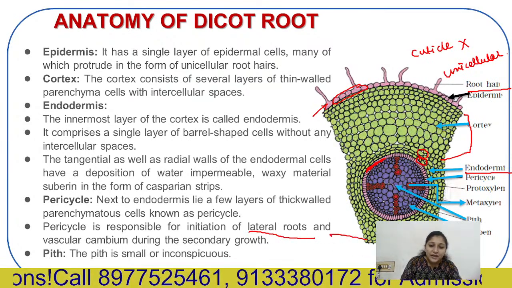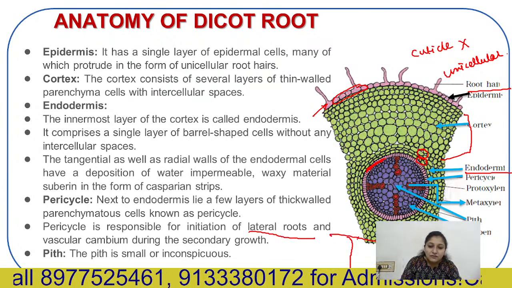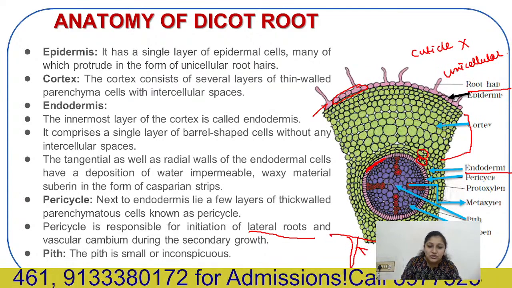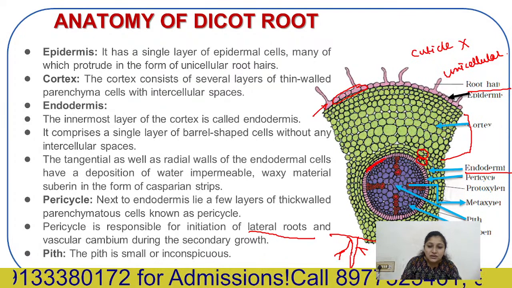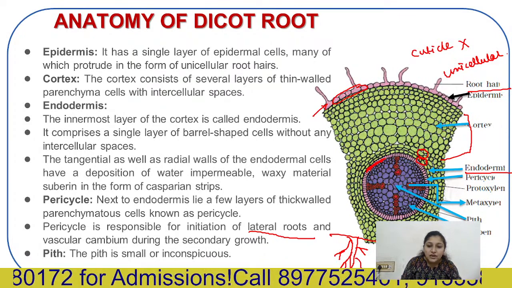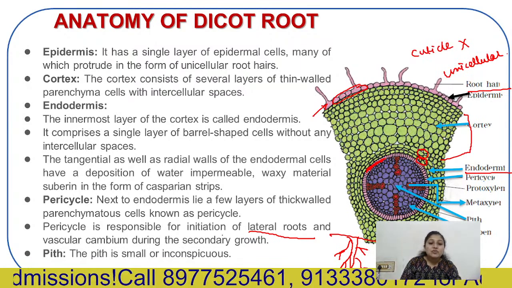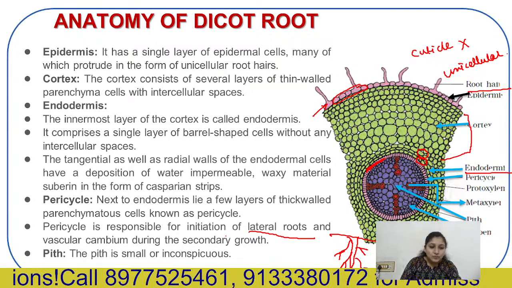This pericycle is responsible for the initiation of lateral roots. In the case of a dicot, there will be a primary root, and from that the lateral root system will start. The development of lateral roots will be initiated from the pericycle region.